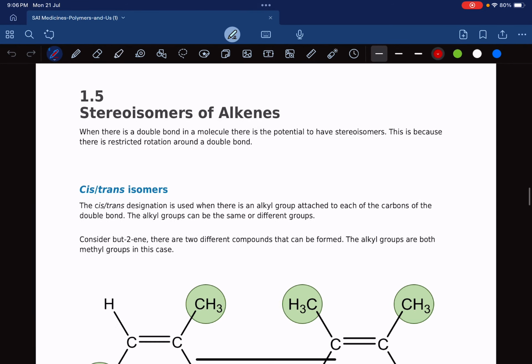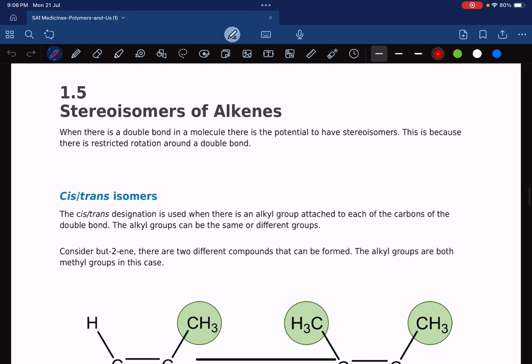Okay, folks, we're coming to this part here, stereoisomerism of alkenes. Okay, so why are we talking about alkenes, right? What about them?